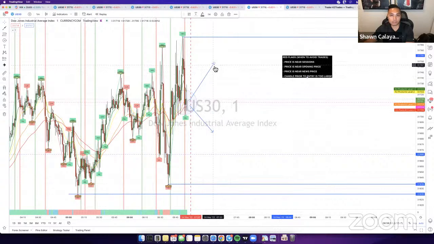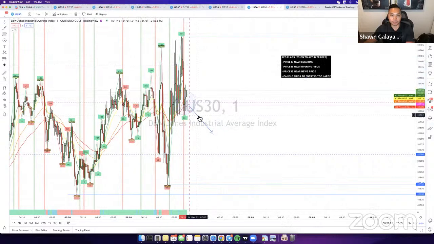Sometimes you'll get really close to your TP and it'll fake out. Instances like that, that's when you move your stop loss to profit. But you just have to have the instincts to be able to identify that.